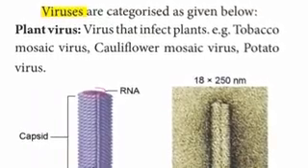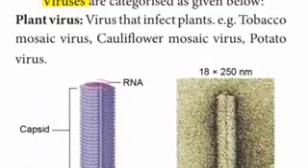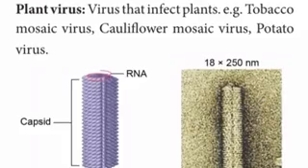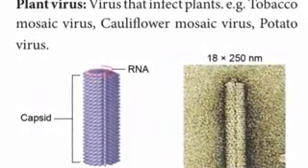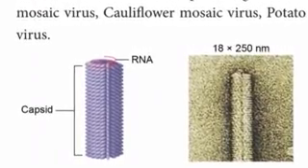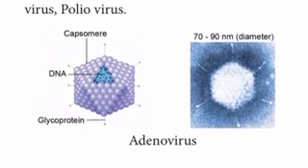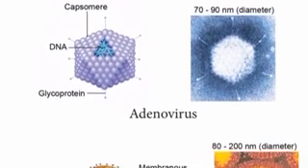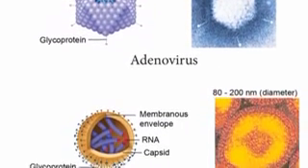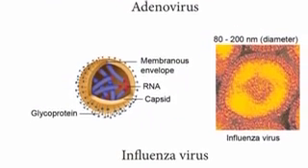Children, based on the host, viruses can be classified into phytophages, zoophages, mycophages, and bacteriophages. The first one is the plant virus, which infects plants. Such viruses are called plant viruses or phytophages. Examples: tobacco mosaic virus, cauliflower mosaic virus, potato virus. The second one is the animal virus or zoophage, which infects animals. Examples: adenovirus, retrovirus, influenza virus.